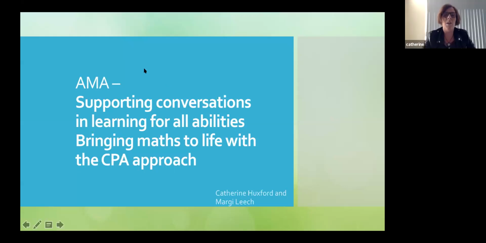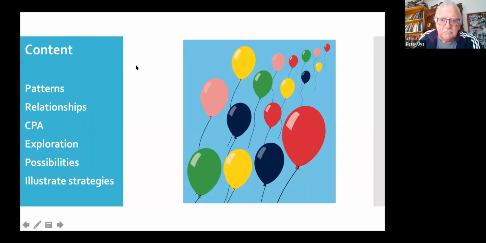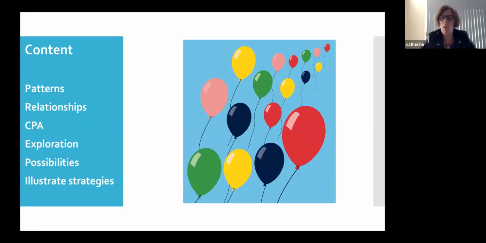So today we're supporting conversations and learning for all abilities, bringing maths to life with the CPA approach. This presentation was designed by myself and Margie Leach, who's not able to be here today. The supports that we're going to use for children are patterns, relationships, the CPA approach, and then we're going to look a little bit further at exploration, possibilities, and illustrating strategies.